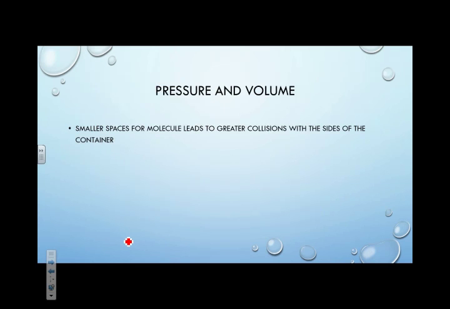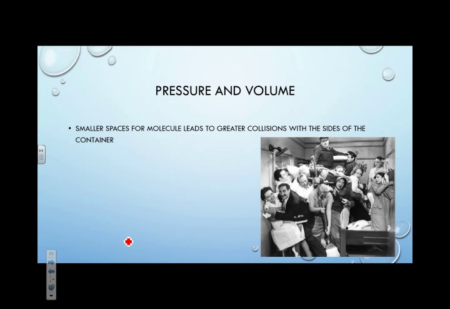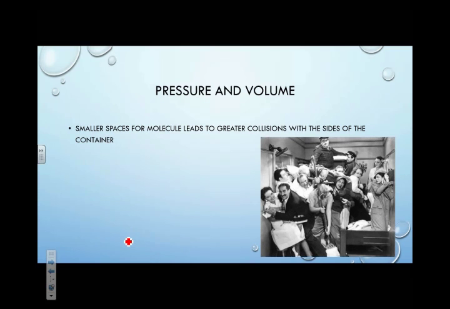If we look at pressure and volume, we want to think about volume as the space that the molecule has to move around in. And if you make the space smaller, then the molecule is going to run into the sides of the container more and more. Kind of like these people in this room, where they've been all packed inside a really small room, and the sides of the room are now running into them.